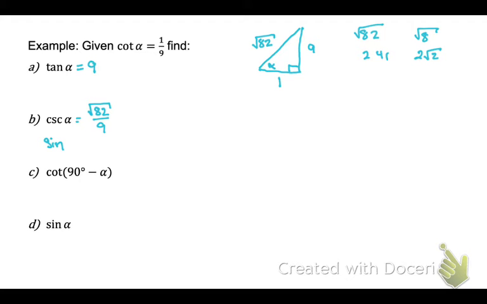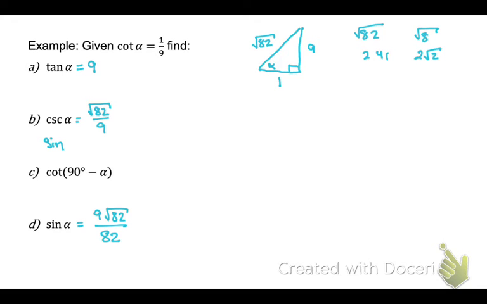Okay, so let's do sine, because that should be pretty easy now. What's sine going to be? 9 square root of 82 over 82. Is everybody okay with me making that big leap? How did I get there? Because there was a square root of 82 in the denominator, and you rationalized. You're doing that in your head really quick now.